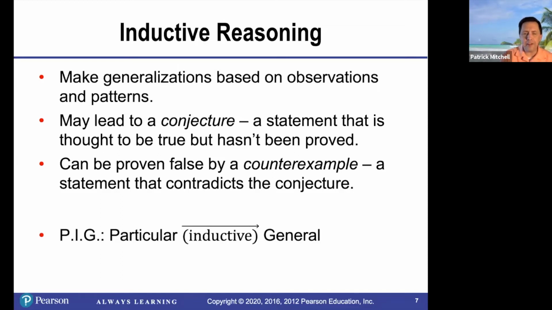Here's another little something that I picked up somewhere along the way. I'm sure it was in a class that I took. It's a way to help you remember the difference between inductive and deductive reasoning. So the abbreviation is PIG, like pig, and that stands for particular, inductive, general. So when you go from a particular example to a general statement, that is inductive reasoning. Deductive reasoning is going the other way. It's going from a general principle to a specific example.